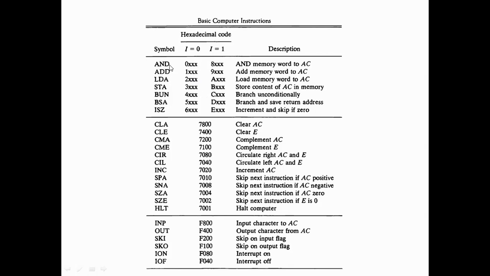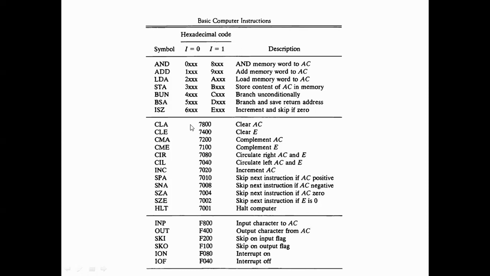So for AND, we only need to know the opcode. For AND it is 0 in decimal. For ADD it is 1. For LDA it is 2, then 3, 4, 5 and 6. It is like this in decimal. Then correspondingly you can generate the hexadecimal code for direct address as well as for indirect address.